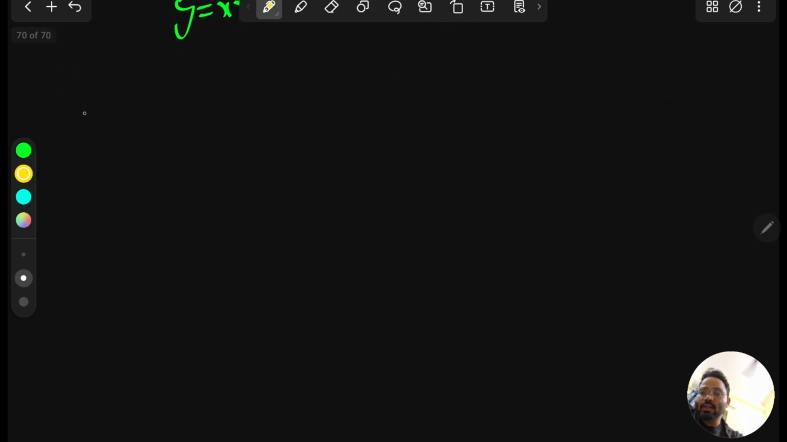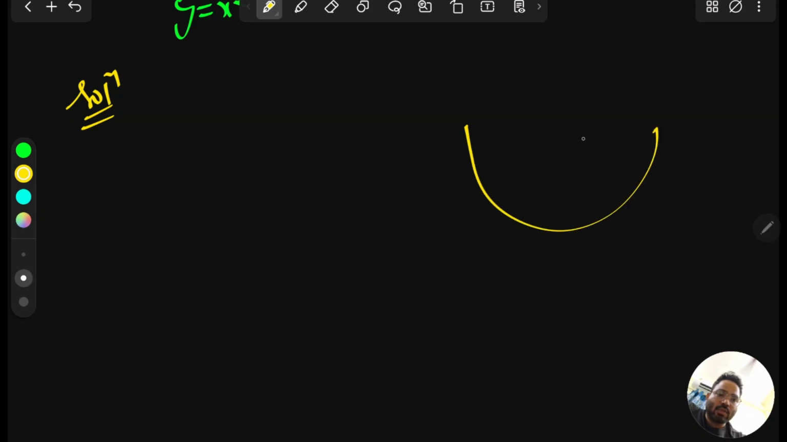We already know what the graph of y equals x square is. So y equals x square is a parabola, like this.